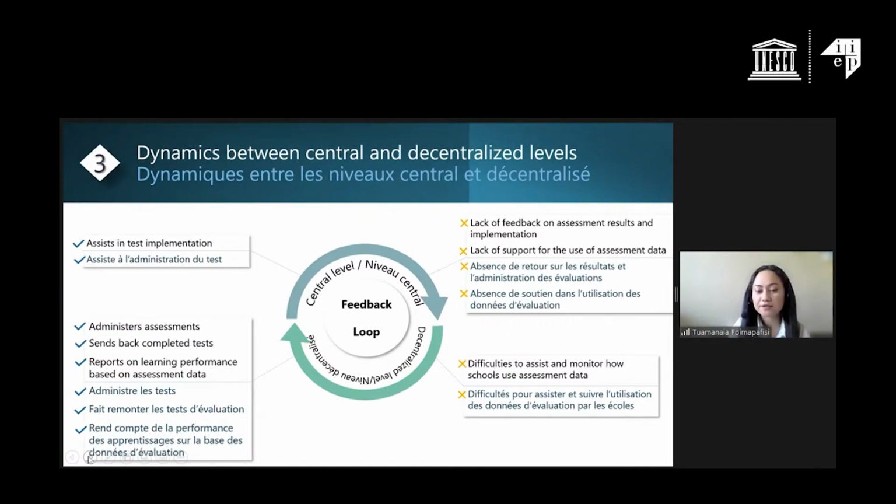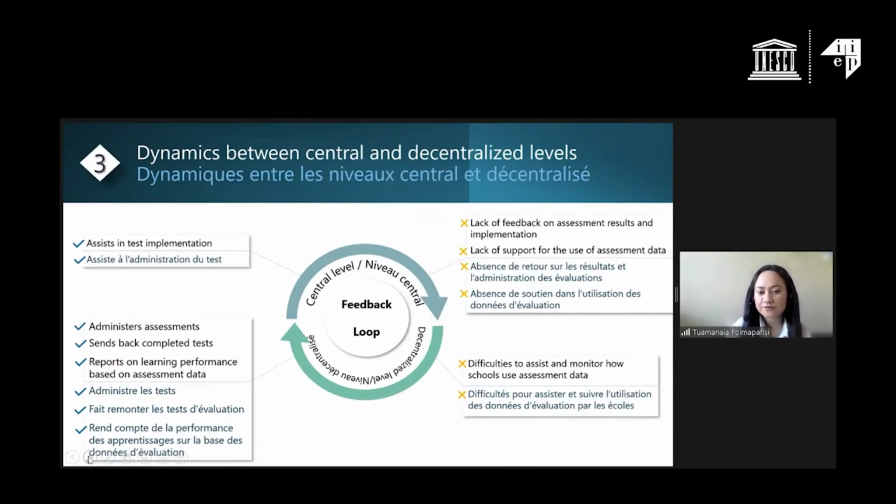But more important even is that even if the decentralized level has the assessment data, there is not enough support from their colleagues in the ministries to help them use these data as best as possible. At the decentralized level, as we said earlier on, they administer these assessments and they send back the tests once they have been completed. And in some cases, as in Namibia, for instance, the regional officers report on the learning performances in their own area based on these assessment data.